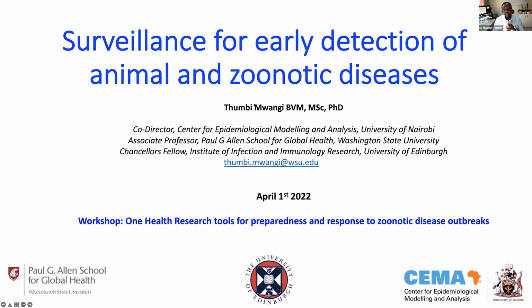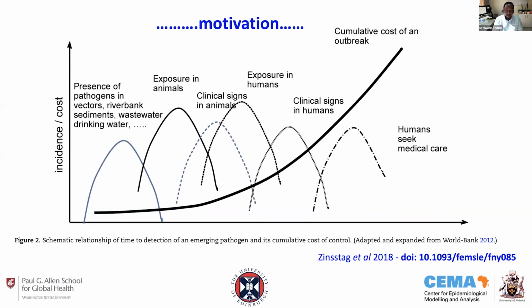I'd like to speak about surveillance for detection of animal and zoonotic diseases, part of the work that we have done for a number of years, particularly here in East Africa. I've borrowed a slide here from Jacob, who will be speaking later, that looks at a schematic relationship of the time to detection of an emerging pathogen and its cumulative cost of control. What to look out for is this big dark line here: if you can detect diseases before they go to humans, then the cost of control is actually quite less compared to if humans have been affected.